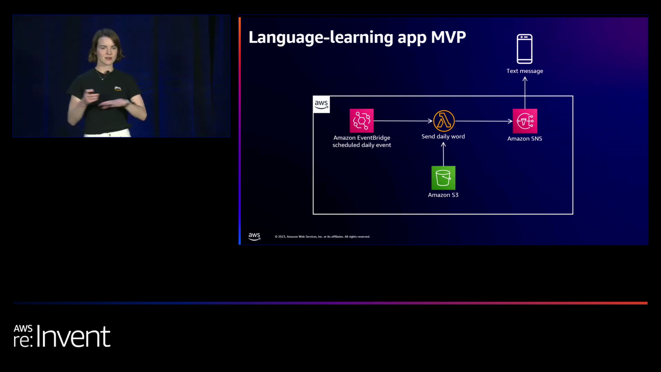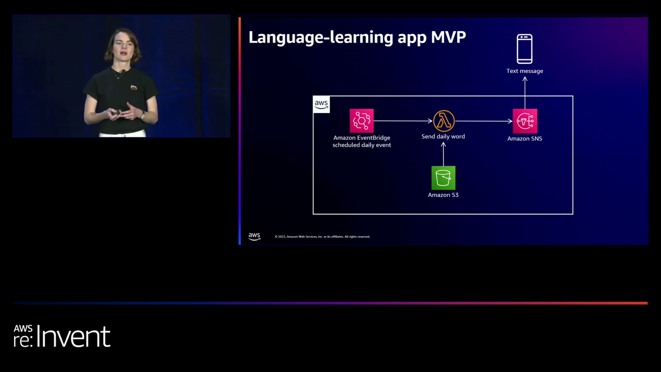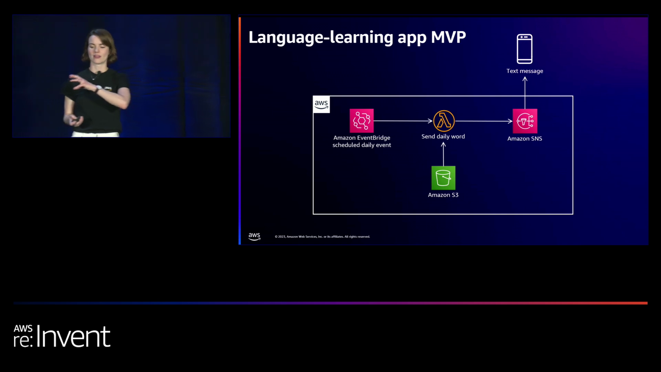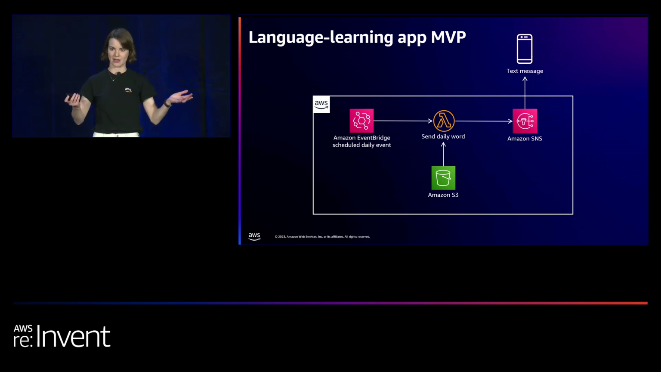So here at its most basic, the application that I was building, I've got Amazon EventBridge, which is sending a scheduled daily event to a Lambda function. That Lambda function is then running a bit of logic to pull from a list, just a CSV file at this point, of all of my vocabulary words. It chooses a random one, and it sends that off with SNS over to a text message, and I get that on my phone every day.